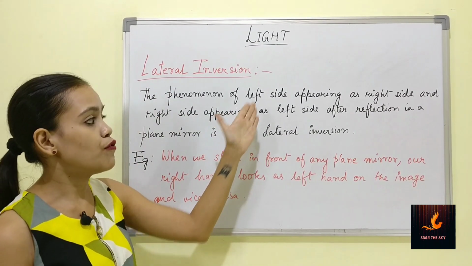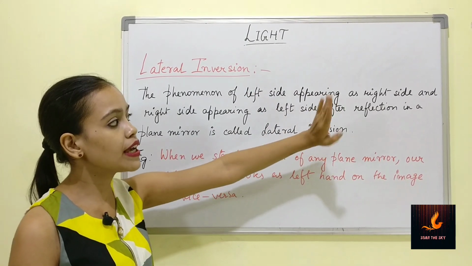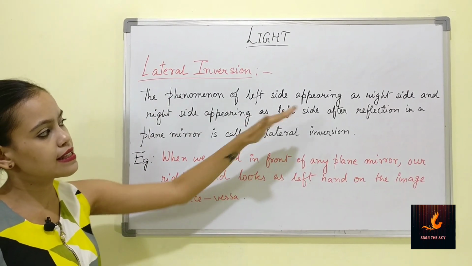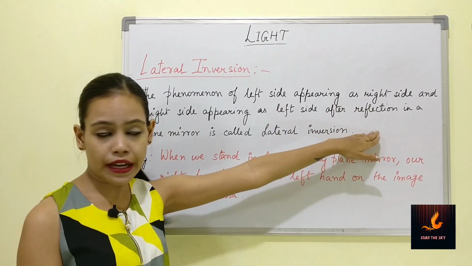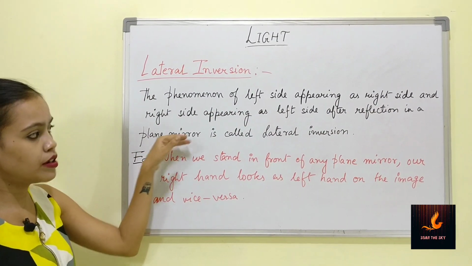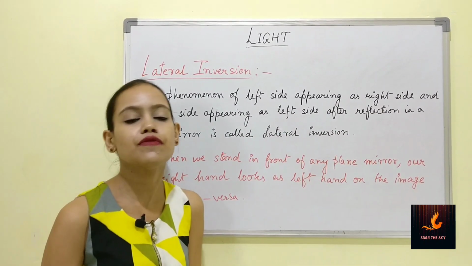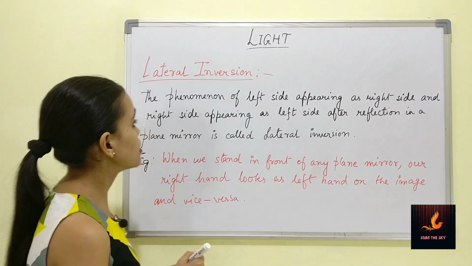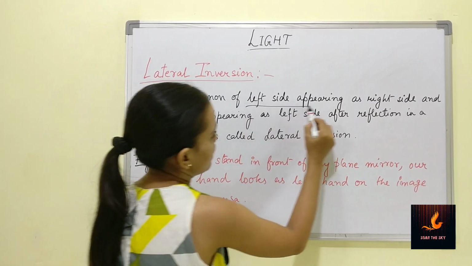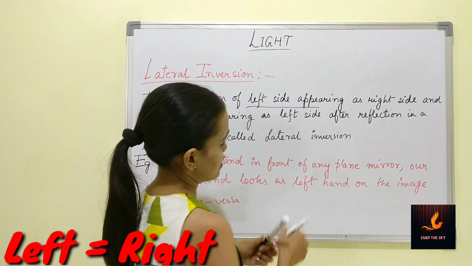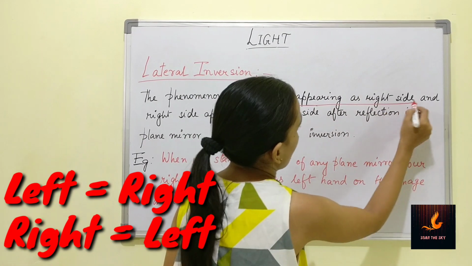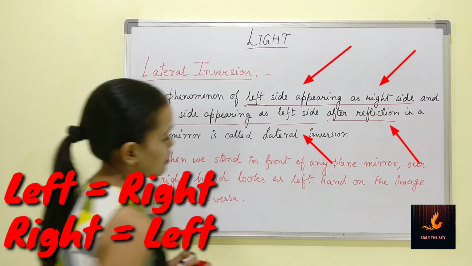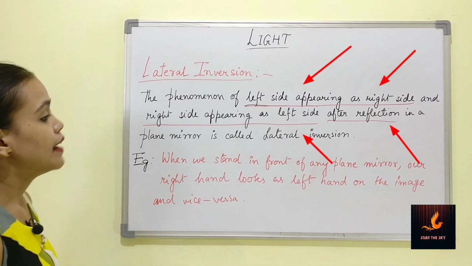The phenomenon of the left side appearing as the right side and the right side appearing as the left side after reflection in a plane mirror is called lateral inversion. This phenomenon is mostly seen in plane mirrors. So what are the key words over here? Phenomenon of left side appearing as right side and right side appearing as left side after reflection is called lateral inversion.